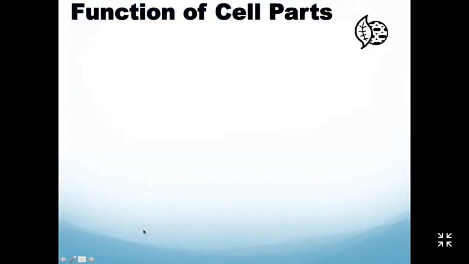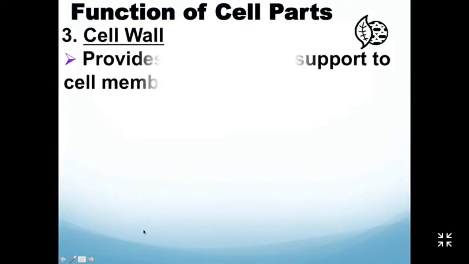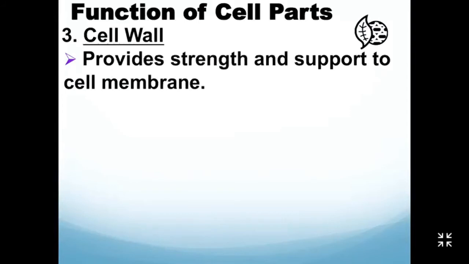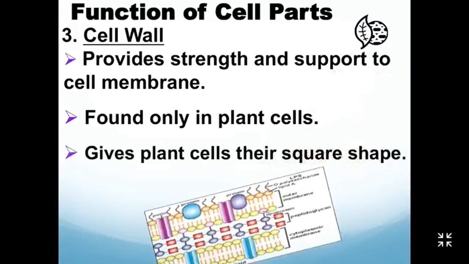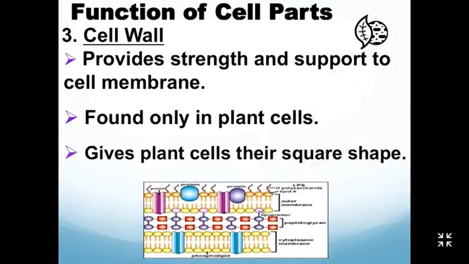Okay? So the next one is what we call the cell wall. By the way, only the plant cell contains a cell wall. The animal cell doesn't have it. It provides strength and support to the cell membrane. And it also gives the plant cell its square shape, like what I've said earlier. The cell wall contains a polysaccharide substance found outside the plasma membrane of the plant cell.